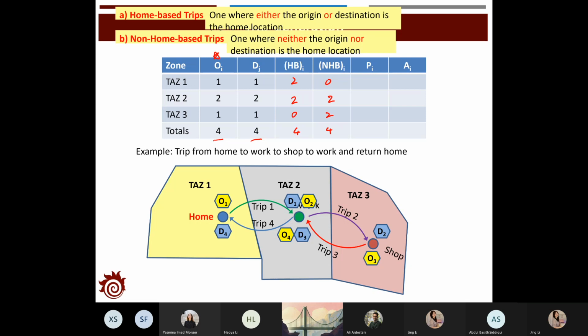The next thing we're going to ask is what's the number of productions and attractions for each zone? I'll start with TAZ 1. How many productions in zone 1, and how many attractions are there? 1 and 1. Can you really think about it?